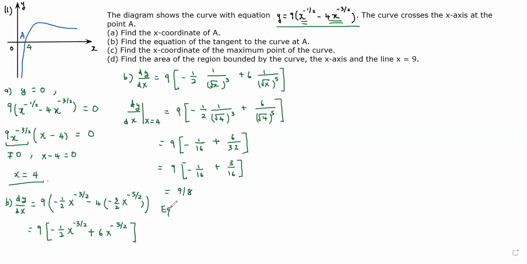Then the equation of the tangent, we have y minus y naught. So when x is 4, we know that the y-coordinate is 0. Point A here has coordinates 4 and 0. The equation of the tangent, we have y minus y naught equals dy dx times x minus x naught. So that will give us y equals 9 over 8 x minus 4, and 8, 9 over 2. That will give us the equation of the tangent.